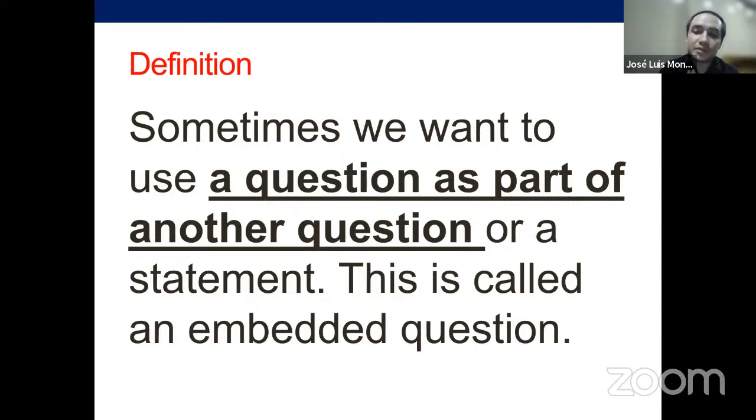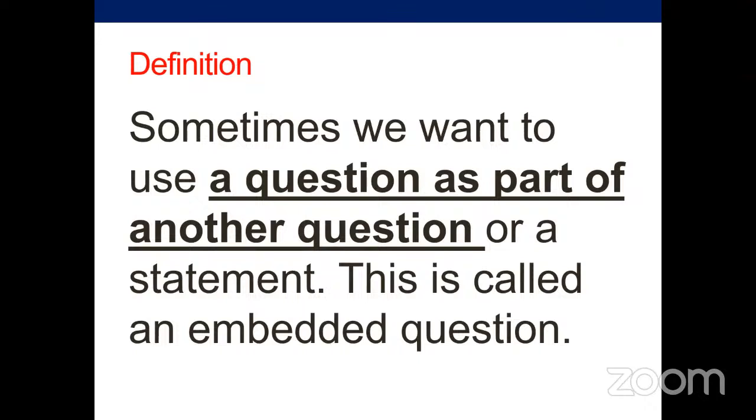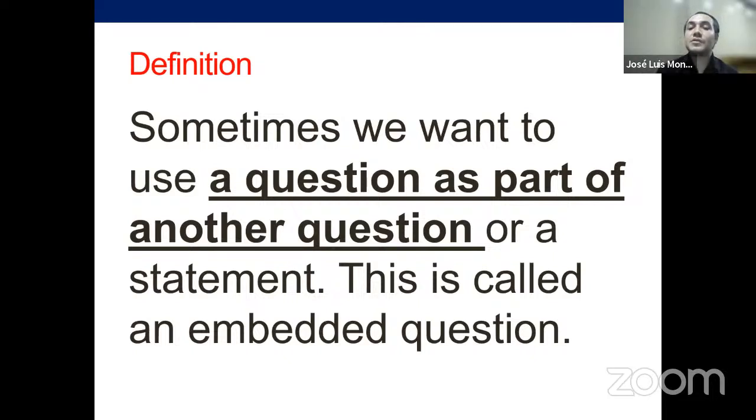And also, we need to understand that one embedded question is one question inside another question or one question inside a statement. As you see here in the definition, and this is going to be for you, please, Evelyn. Let's read the definition. Good afternoon. Sometimes we want to use a question as a part of another question or a statement. This is called an embedded question.